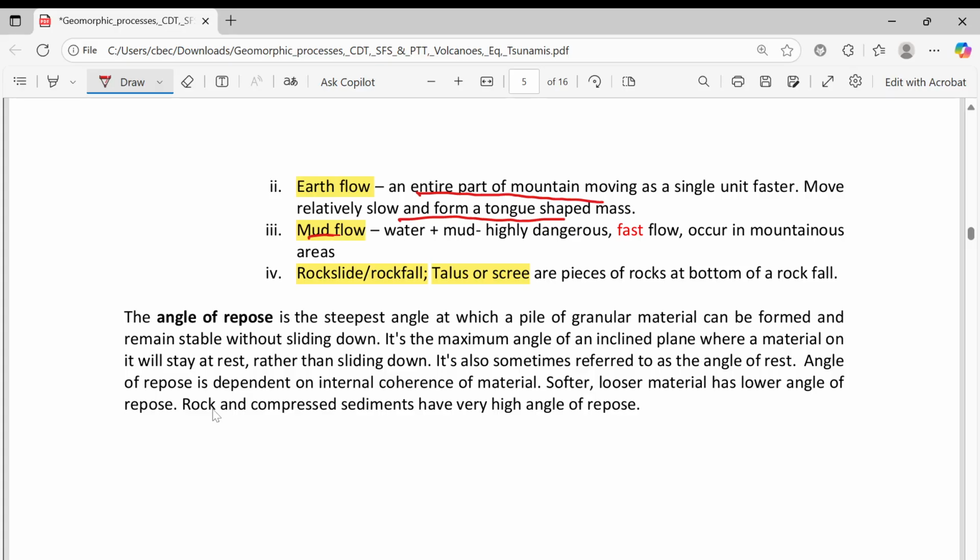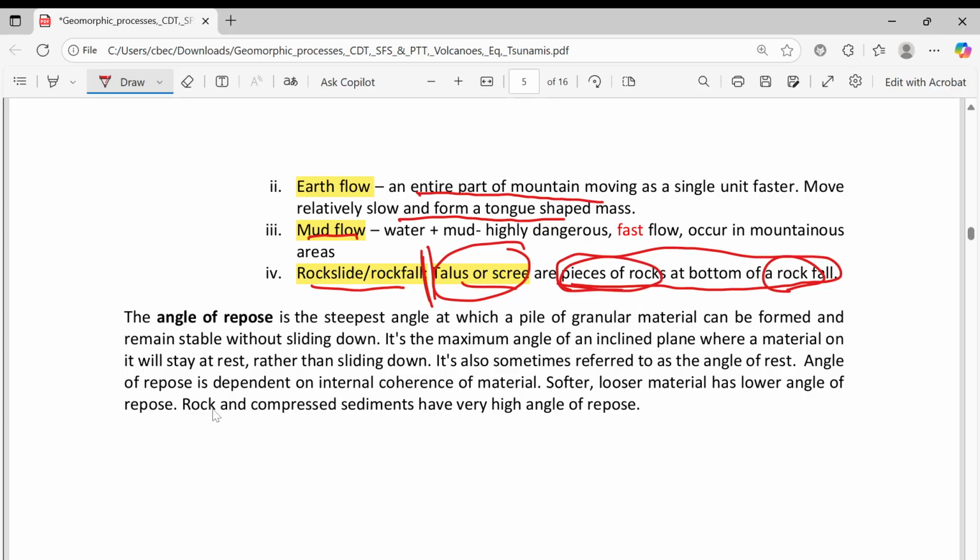Then mud flow, adding water, everything. Then rock slide, rock fall means one rock is there on the mountain that is falling down. Then one concept, talus or screes: these are pieces of rocks at the bottom of a rock fall or the bottom of the mountain. You remember, pieces of rocks at the bottom of the mountain.